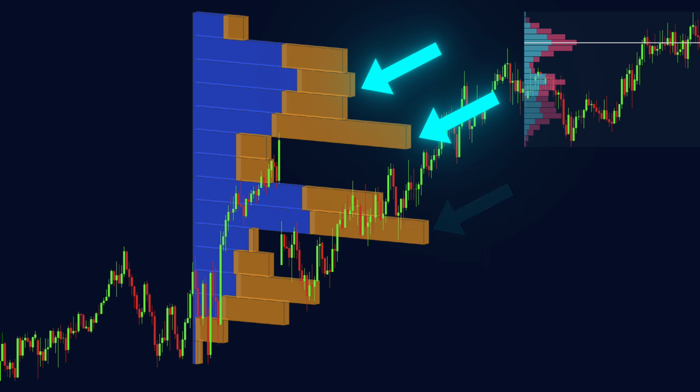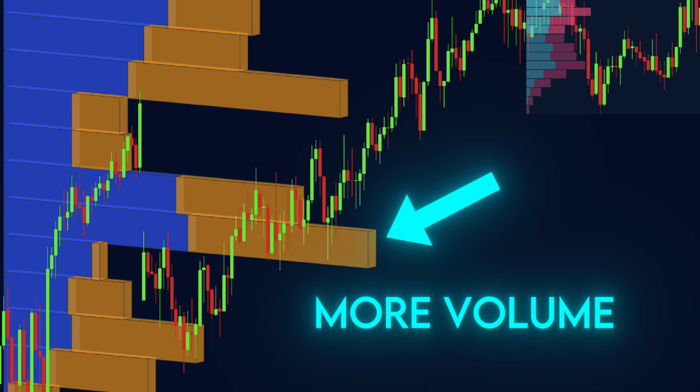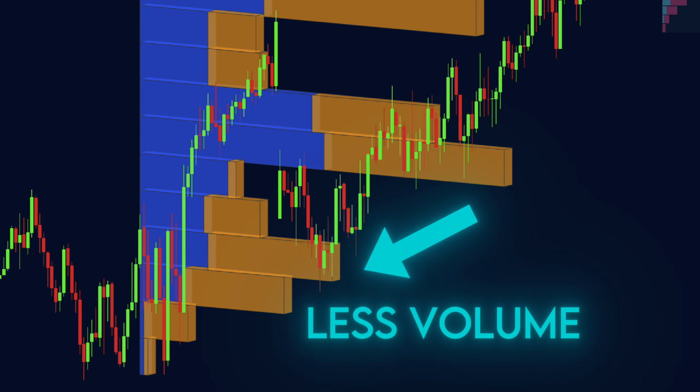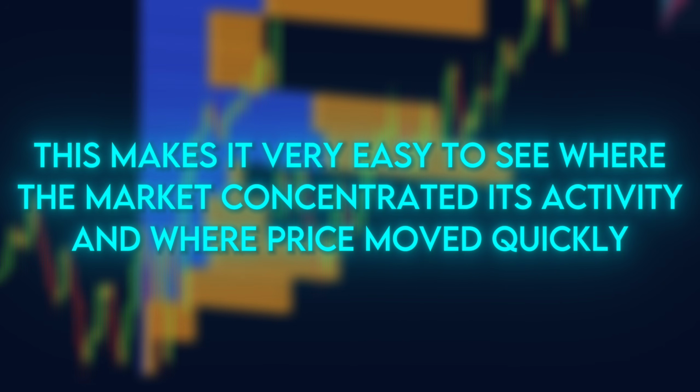Each horizontal section represents how much trading activity occurred at that price. Thicker areas mean more volume. Thinner areas mean less volume. This makes it very easy to see where the market concentrated its activity and where price moved quickly.